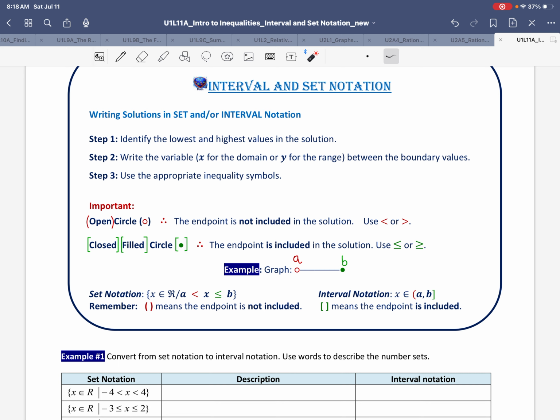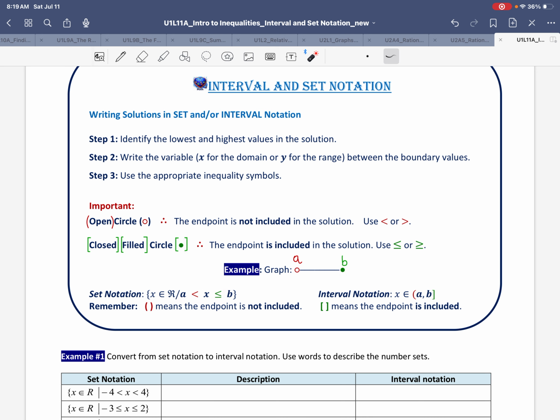In set notation, we would open up curly brackets and write x is any real number, x ∈ ℝ, x belongs to the set of real numbers. This line indicates "such that," and then we write a, which is the first endpoint in the set of numbers, and b, and in the middle we write x, and then we use the inequality symbols accordingly, so greater than for a and less than or equal to b.